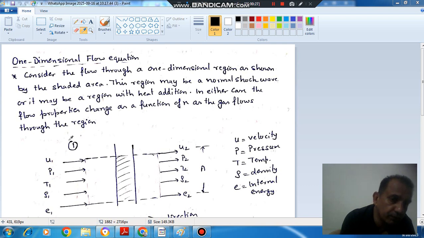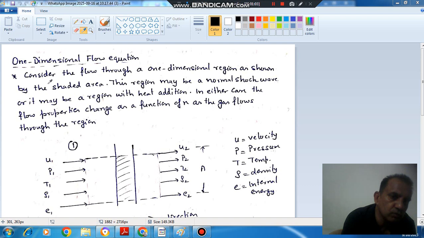So to form the equation, consider the flow through this section as it passes through this shaded area. The properties of the fluid are changing from U1 to U2, P1 to P2, T1 to T2, ρ1 to ρ2, E1 to E2, where U is velocity, P is pressure, T is temperature, ρ is density, and E is internal energy. So here the property can change due to the normal shock or due to the heat radiation. Both cases may be possible.